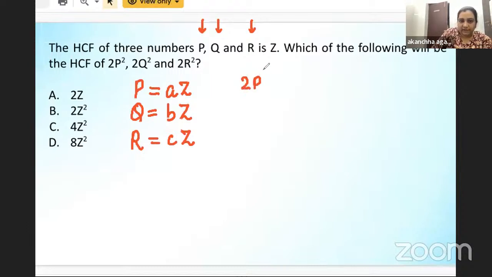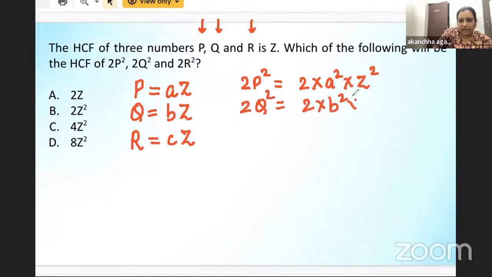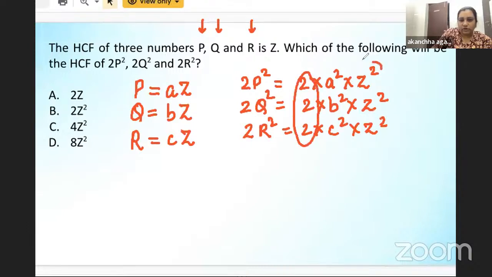Which of the following will be the HCF of 2p square, 2q square and 2r square? Now 2p square will be 2 times a square times z square. 2q square will be 2 times b square times z square. And 2r square will be 2 times c square times z square. Now can we say what is common in all three? The common in all three is 2z square, and hence your answer was absolutely correct. Many people could answer it correctly.